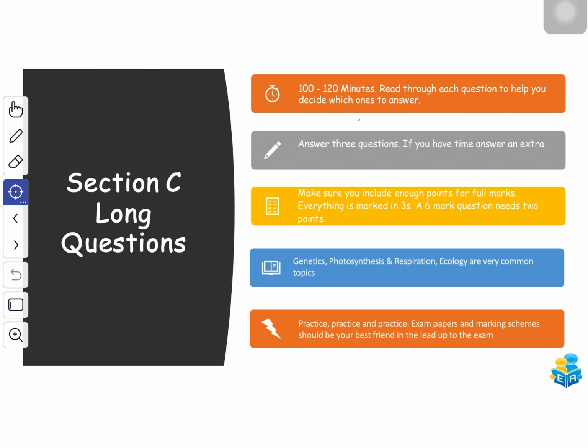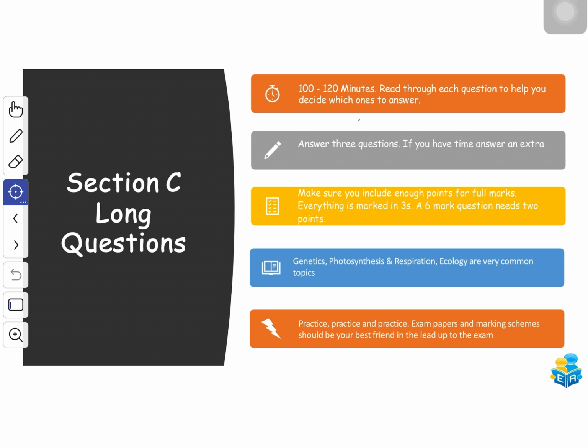You have to answer 3 questions, but again, if you have time, I'd answer an extra one. And just make sure you're including enough points for full marks. So we know everything's marked in 3s. So a 6-mark question is going to need 2 points, a 9-mark question is going to need 3 points, and so on. So just make sure you're putting down enough information that you're going to get your full marks.